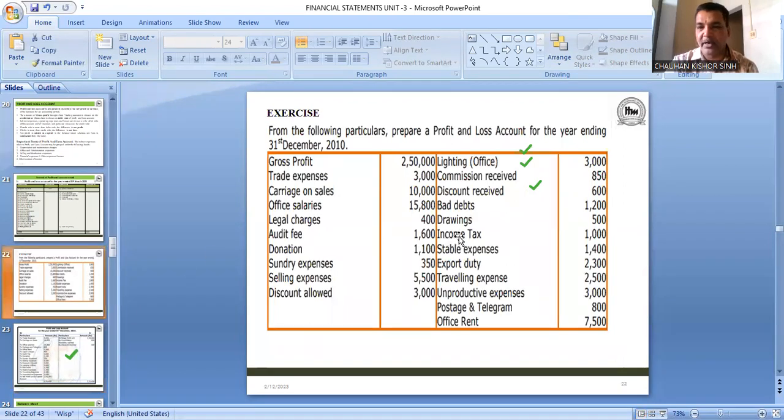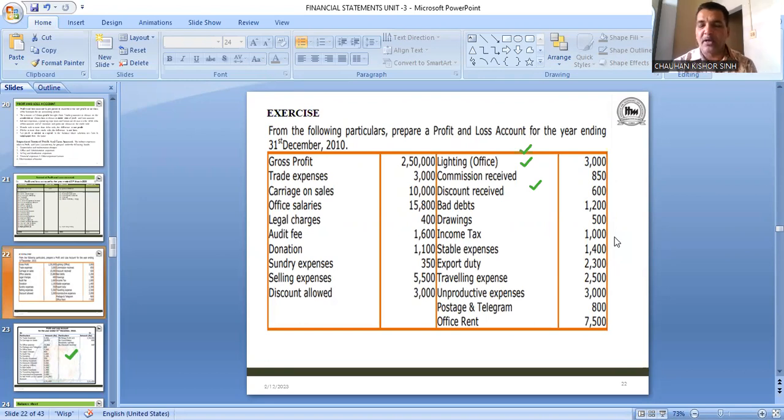Here, income tax. On the right hand side, you can see 1,000 rupees. As I told you about income tax, income tax is the personal expense of the owner. We are preparing the financial statement of the sole proprietor, and the sole proprietor has to pay tax on his income. Whatever profit he earns from the business, on that he has to pay the tax. So that's why it is a personal expense, and we will record it as a drawing.